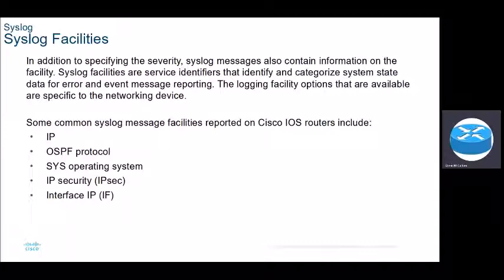In addition to specifying the severity, Syslog messages also contain information on the facility. In other words, what part of the router is going bad. Syslog facilities are service identifiers that identify and categorize system state data for error and event messaging reporting. The logging facility options that are available are specific to the networking device. Some common Syslog message facilities reported on IOS routers include IP, OSPF, system operating system, IP security, and interface IP.